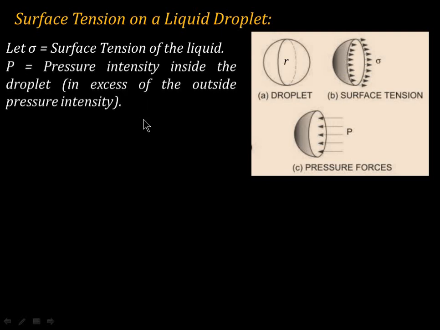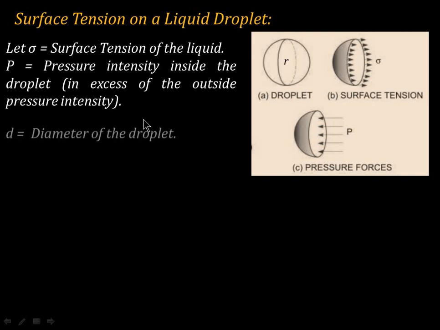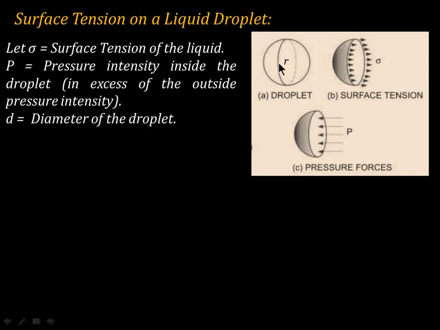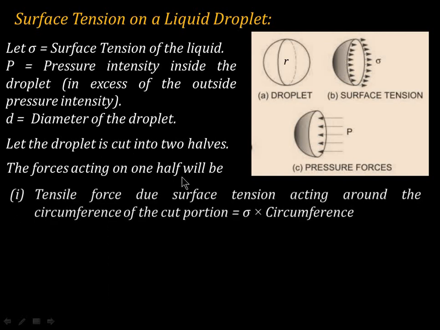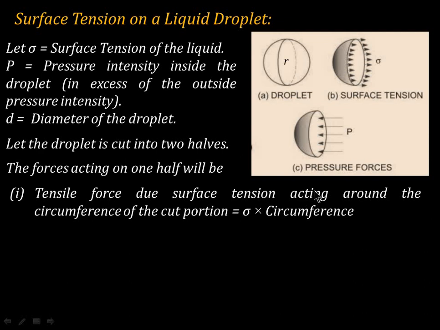P is the pressure intensity inside the droplet in excess of the outside pressure intensity. D is the diameter of the droplet. Let this droplet, which has a diameter d and radius r, be cut into two halves. So the forces acting on one half will be, number one, the tensile force due to surface tension acting around the circumference of the cut portion.